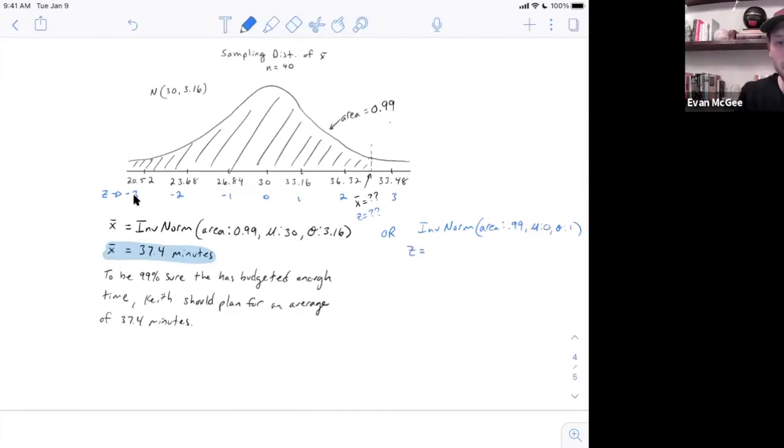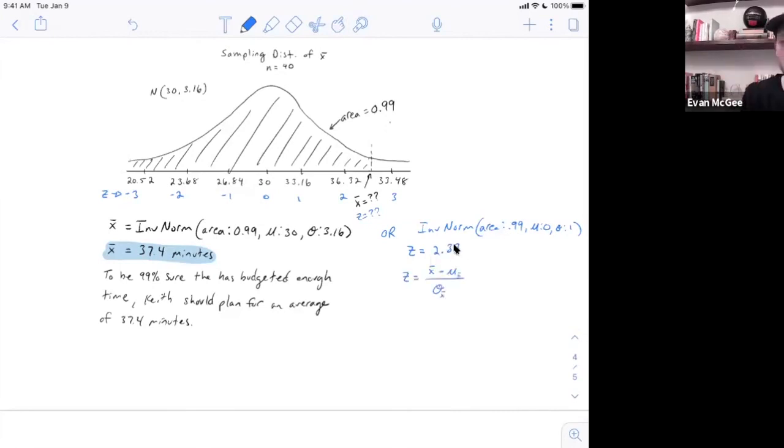Like I said, the z-scores are -3, -2, -1, 0, 1, 2, and 3. Those are all from the 68-95-99.7 rule. But to find this z-score, which is between 2 and 3, we'll do inverse norm where the area is 99%, the mean of the standard normal curve is 0, and the standard deviation is 1. So if I put this in the calculator, it will give me a z-score of 2.33.